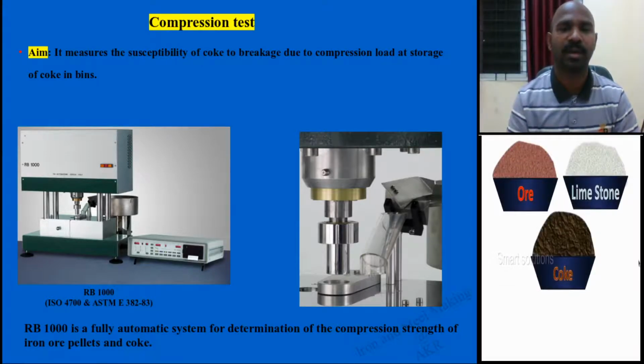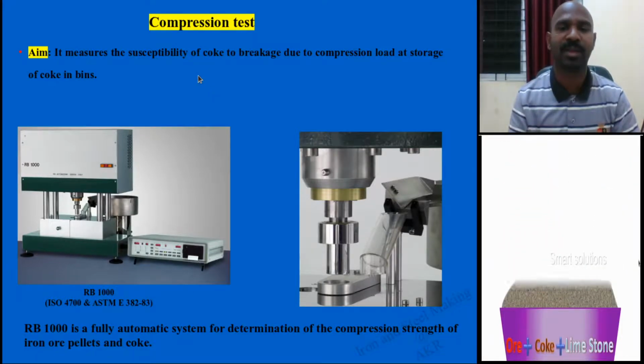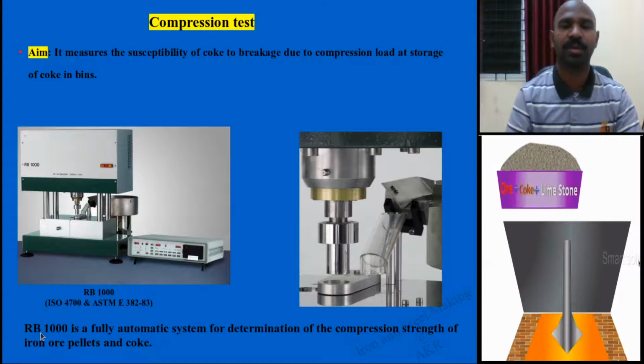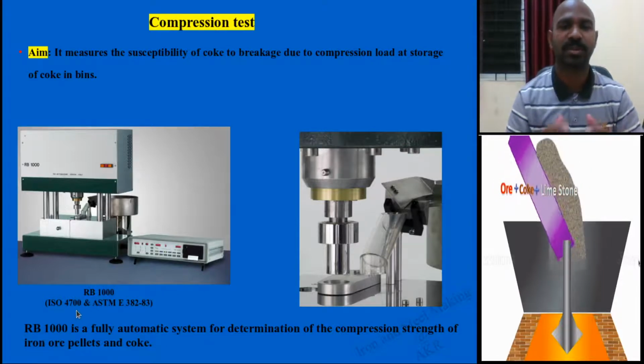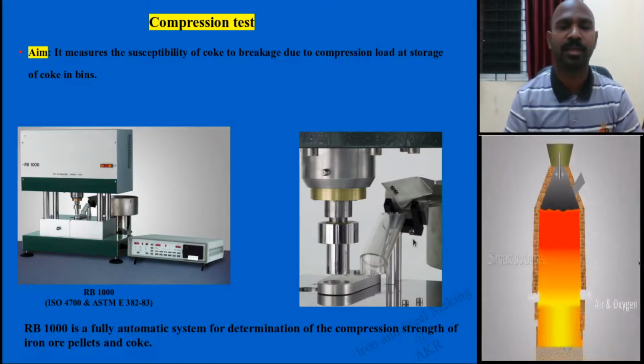This is how you prepare the standard size particles, maybe 10 mm diameter and 10 mm height, and you calculate the compression strength using a standard test, ASTM or ISO. These tests automatically give the compression strength values. It can be utilized for iron ore pellets also.